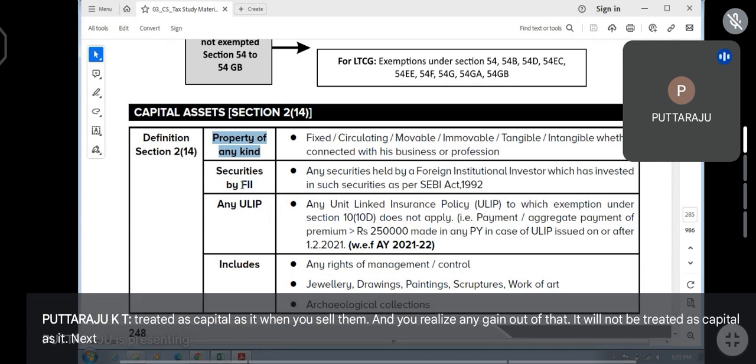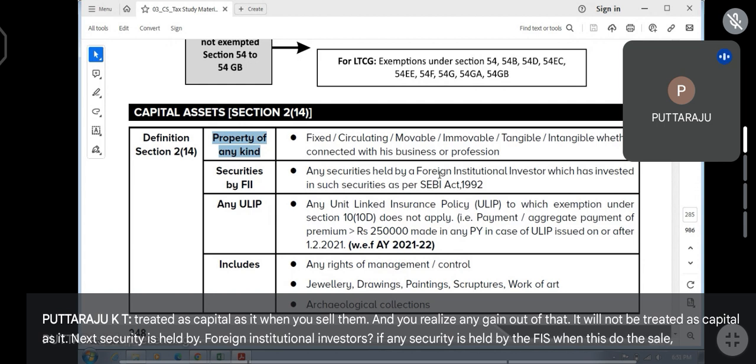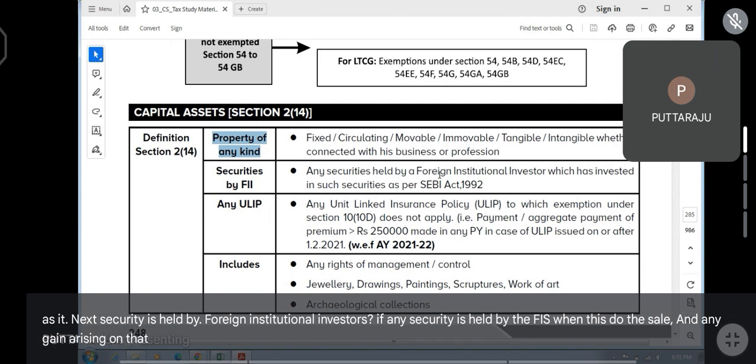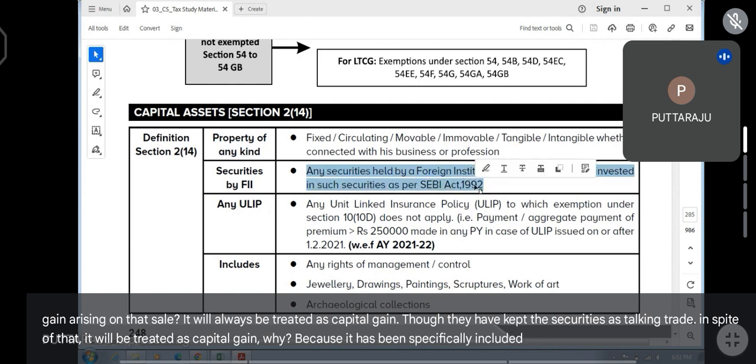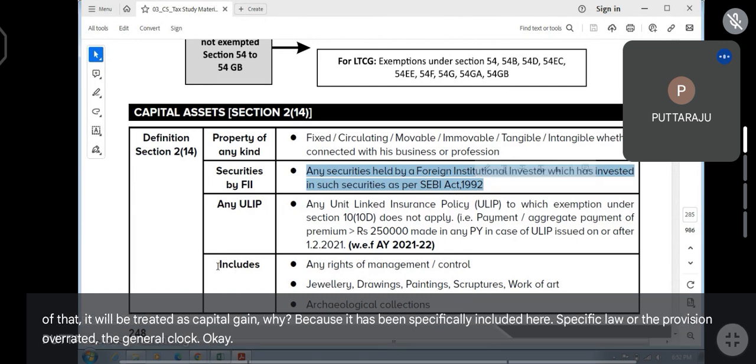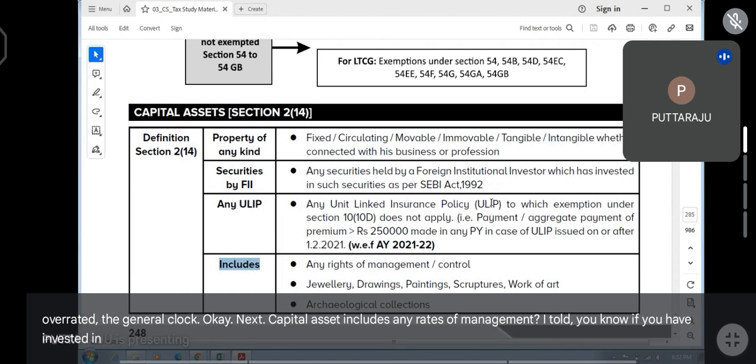Next, securities held by foreign institutional investors. If any security is held by the FIIs, when they sell and any gain arises on that sale, it will always be treated as capital gain. Though they have kept the securities as stock in trade, in spite of that, it will be treated as capital gain. Why? Because it has been specifically included here. A specific law or provision overrides the generic law. Next, capital asset includes any rights of management. I told you, if you have invested in any company and have controlling interest, that is also treated as a capital asset.